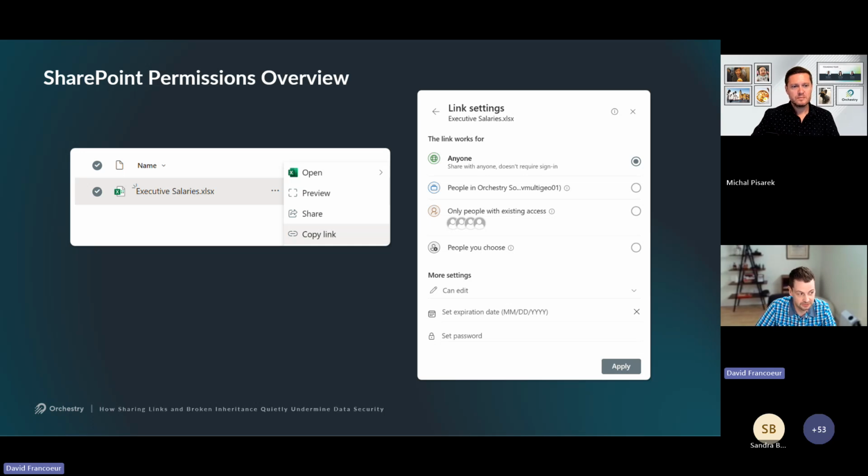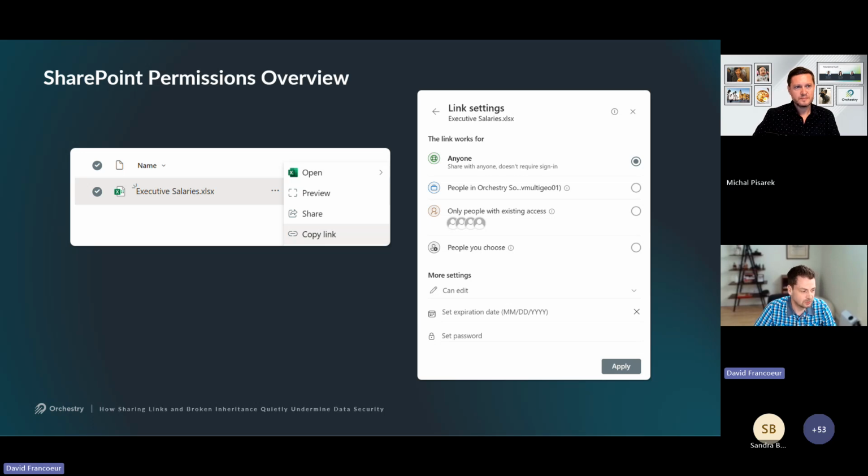So if I have an executive salaries Excel, I click copy link, and I'm not paying attention, and that default happens to be an anyone link, I've created direct access to that salary document, and anyone in the world that gets access to that link can essentially bypass any security you have and get into it. There are some exceptions here, right? You could have DLP and other things, Michael, but generally speaking, we're talking about a very highly exposed link, a very dangerous possible outcome.